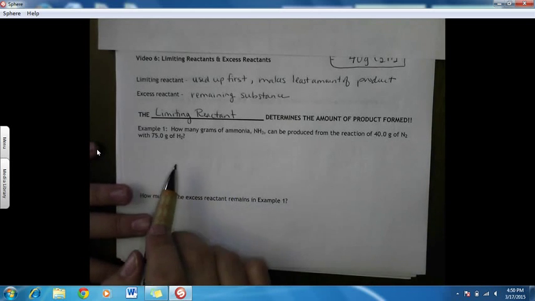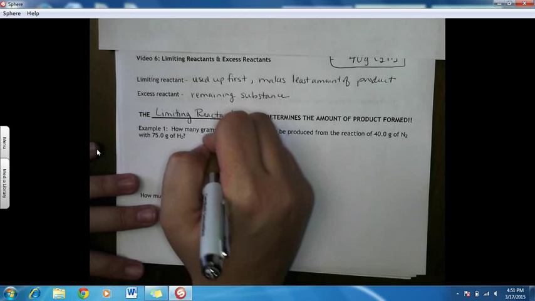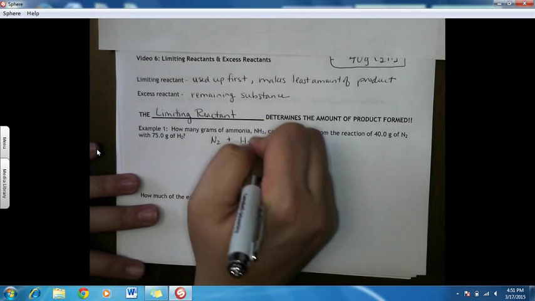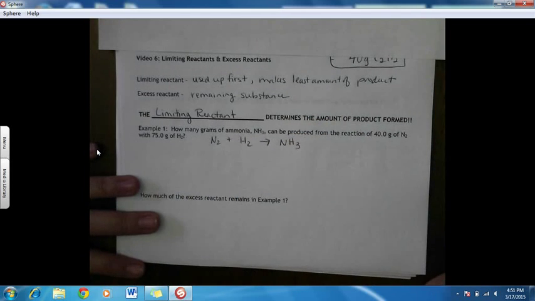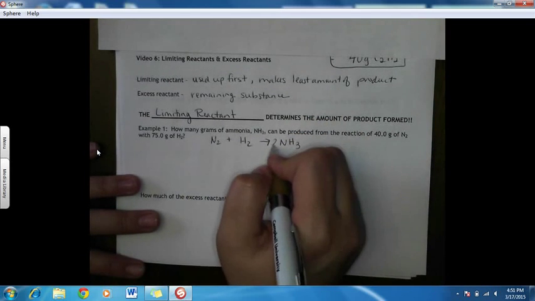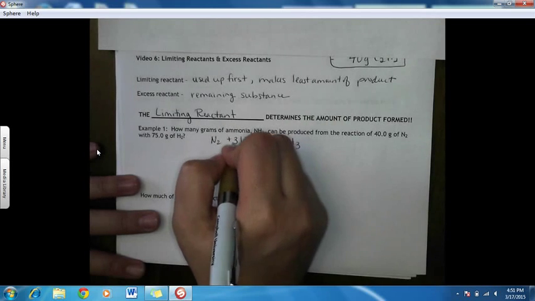Well, first we need a balanced equation. So if we're reacting nitrogen and hydrogen, and it says they produce ammonia, NH3, then we need it to be balanced, so we'll multiply by 2 here and 3 there. Okay?